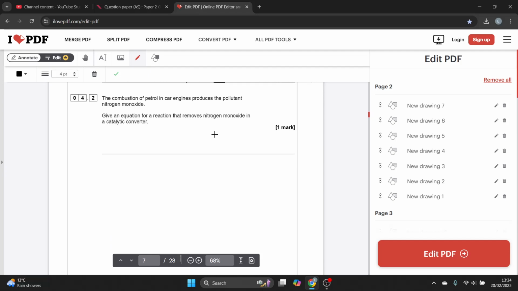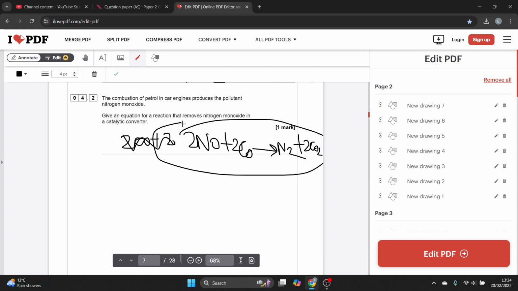The combustion of petrol in car engines produces the pollutant nitrogen monoxide. Give the equation for the reaction that removes nitrogen monoxide in a catalytic converter. 2NO plus 2CO to N2 plus 2CO2.